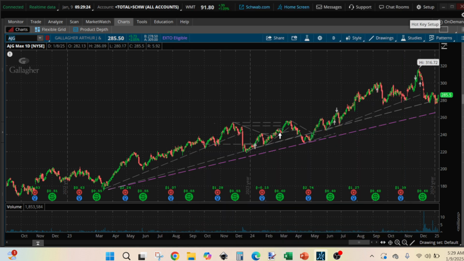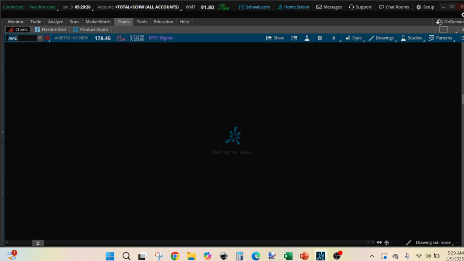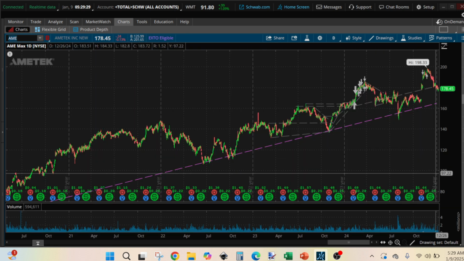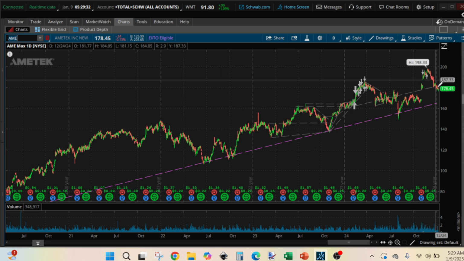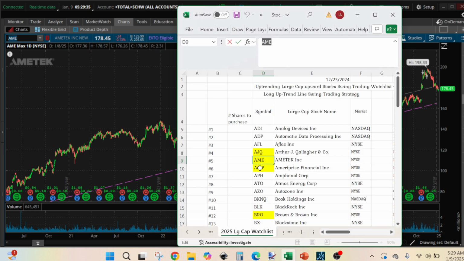The next one is AME, and AME, we purchased it in that area, and then the price went down and kept going down. The next one is AMP.